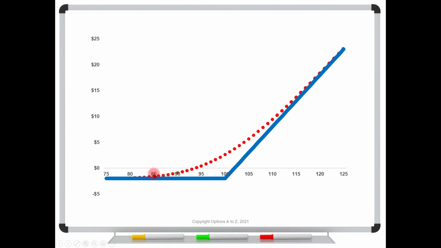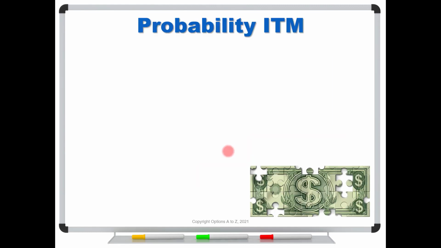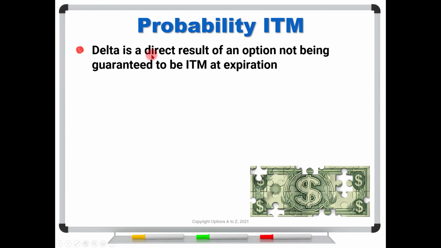And that means that this slope or this angle, as we move across various stock prices, starts to change. The sensitivity of that option's price starts to change. That's the delta. And the reason for this, it all stems from the probability of this option being in the money at expiration. So to understand delta, understand that delta is a direct result of an option not being guaranteed to be in the money at expiration. That's the key right there.